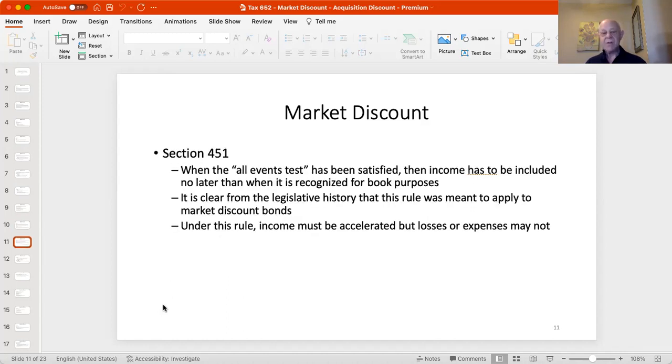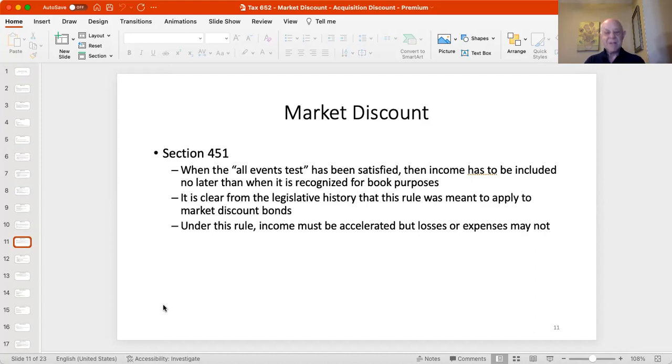There was a change in the law a few years ago to section 451. And in section 451, they came up with an all events test. And they said that when all the events had been satisfied, that income has to be included no later than when it is recognized for book purposes.